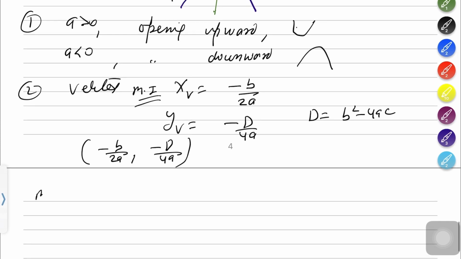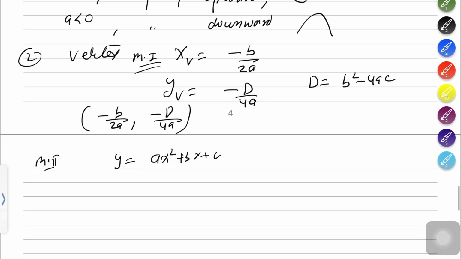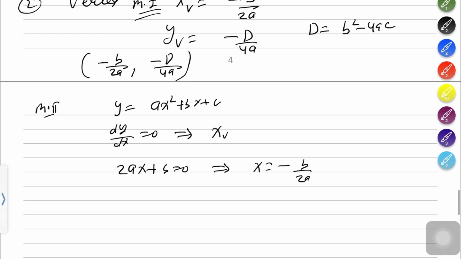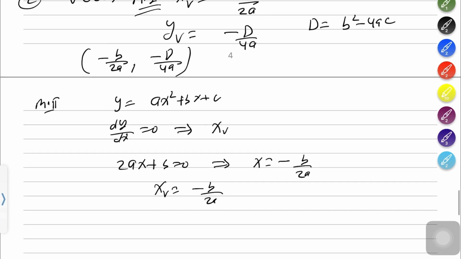And the second method is differentiation. So y is given to be ax square plus bx plus c. If we differentiate, dy by dx equal to 0 will give the x coordinate, which is nothing but the vertex of the parabola. So we differentiate here: 2ax plus b is equal to 0. That simply means x is equal to minus b upon 2a. So x vertex is minus b upon 2a.